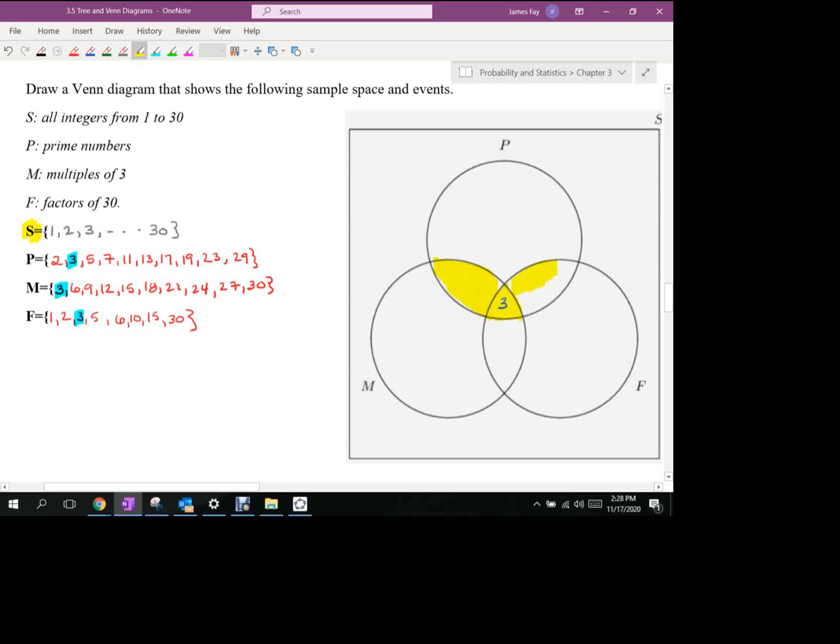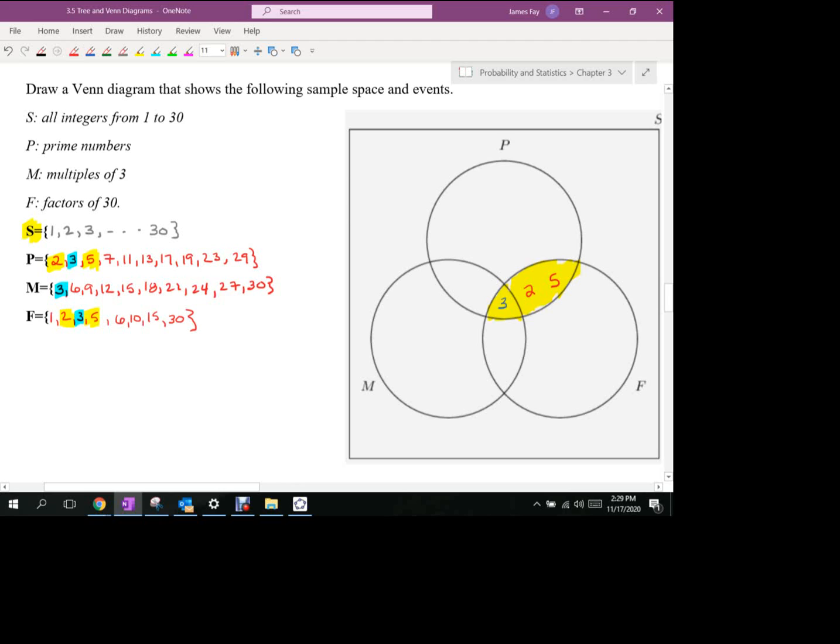I'm then going to come over here and focus on that intersection, P and F. So 2 is in P, is it in F? Yep. 3 obviously was. 5 is. Is 7 in both? Nope. Is 11 in both? Nope. 13. So that was all of them, right? So 2, 3, and 5. We've already got 3 in there, so I'll put 2 and I'll put 5.